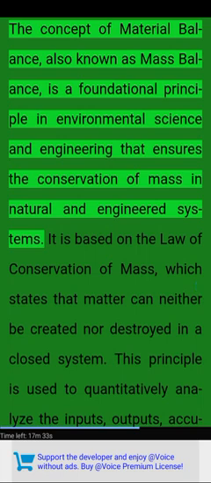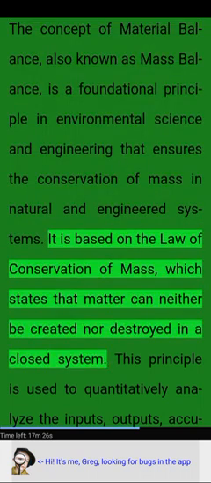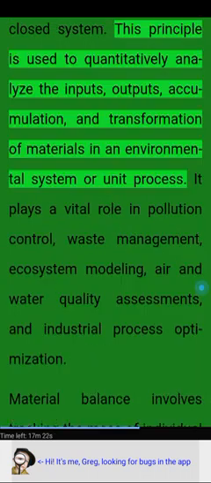The concept of material balance, also known as mass balance, is a foundational principle in environmental science and engineering that ensures the conservation of mass in natural and engineered systems. It is based on the law of conservation of mass, which states that matter can neither be created nor destroyed in a closed system. This principle is used to quantitatively analyze the inputs, outputs, accumulation, and transformation of materials in an environmental system or unit process.